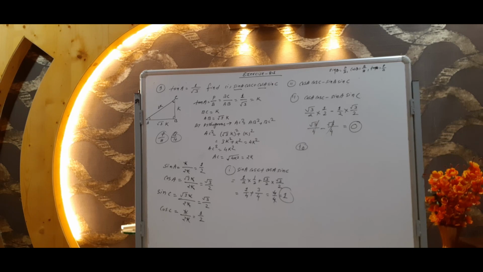Here tan A is given, tan A is equal to 1 upon under root 3, p upon b. Then we got 1 upon under root 3. With the help of this we apply the Pythagoras theorem. We use this concept where k is taken as any positive integer, and after it we find the values of sin A, cos C, cos A, sin C. All the values we keep, and in that case we got the answer 1. In the same manner, second also, we apply cos A cos C minus sin A sin C, and we got answer 0. So is it clear to each and everyone?